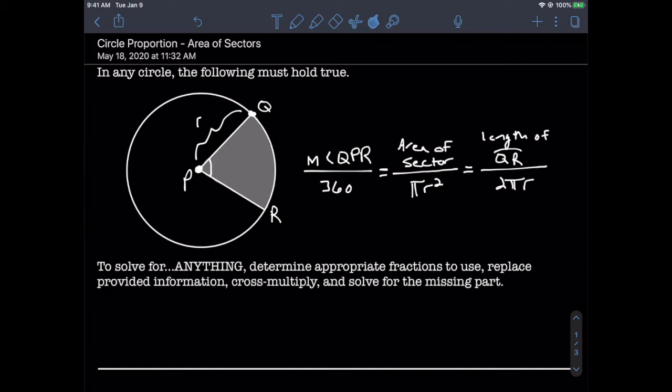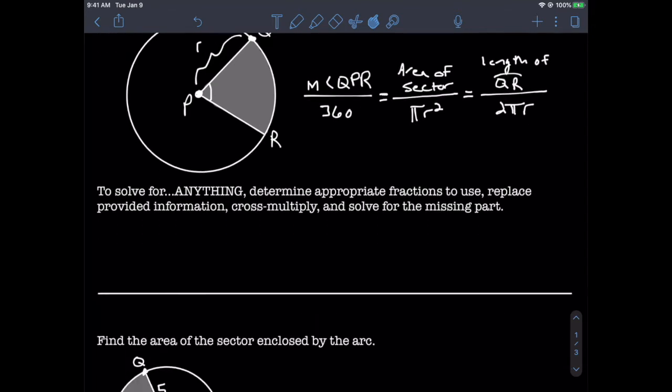As it says in the writing, to solve for anything, determine the appropriate fractions you want to use, replace the provided information from the problem itself, cross-multiply, solve for the missing parts, boom, move on with your life. Today in particular, we're going to be focusing on these two right here. In other words, all of our problems are going to come down to filling in the different blank spots in these two fractions. So without further ado, let's take a look at some examples, shall we?